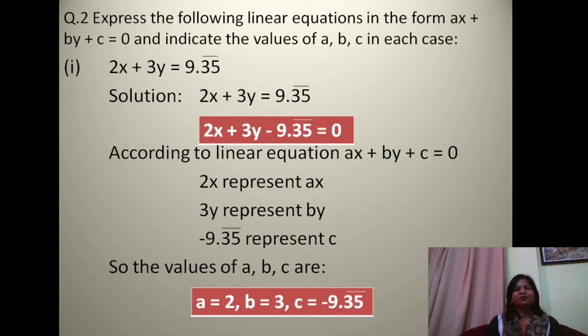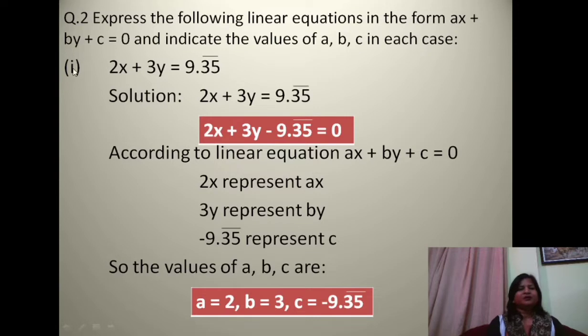Today we will solve mathematical problems of exercise 4.1 question number 2. Here question number 2 is: express the following linear equations in the form of ax plus by plus c is equal to 0 and indicate the values of a, b, c in each case. That means first of all we have to convert the equation in the form of ax plus by plus c is equal to 0. After that we have to calculate the value of a, b and c of every equation.